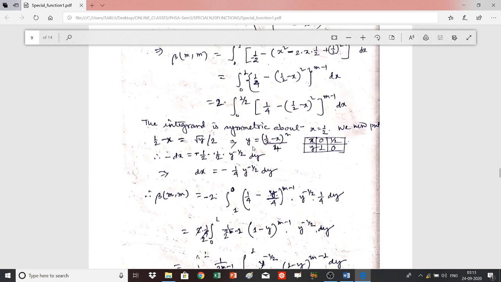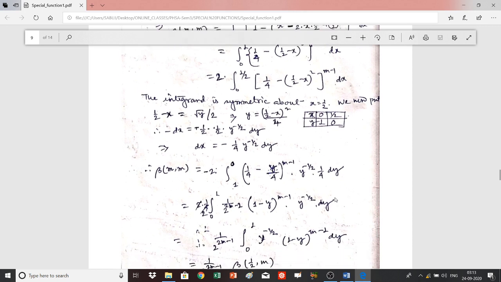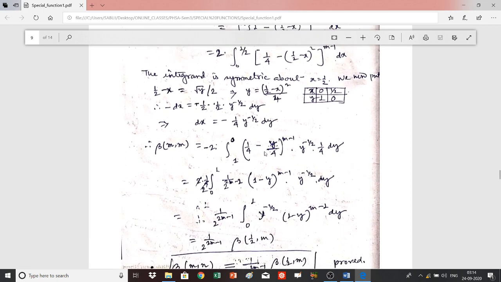then 1/4 is there, 1 minus y, this is nothing but y, so y by 4 to the power m minus 1, y to the power minus half, 1 by 4, just write this, and dy. Then just simplify. This negative sign, since the limit is 1 to 0, you can write it as 0 to 1 with a negative sign, that will give you 2.